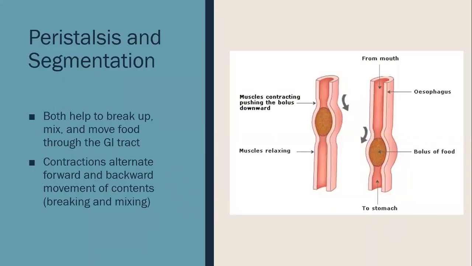Beyond that, we have peristalsis and segmentation, and these help both to break up and mix food as well as move it through the GI tract, where our peristaltic contractions are pushing food along and segmentation is pushing back and forth, contracting to move and break up food as well as mix it with any gastric juices or digestive juices that may be within the bolus or the chyme at that point.